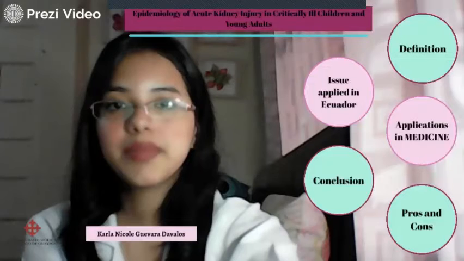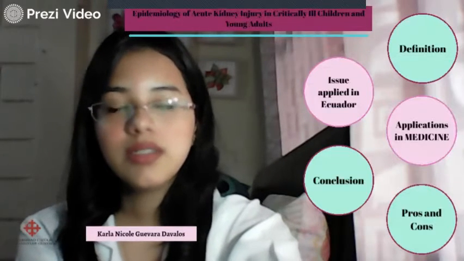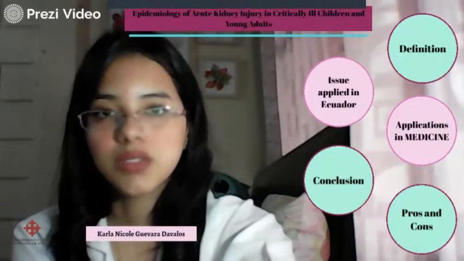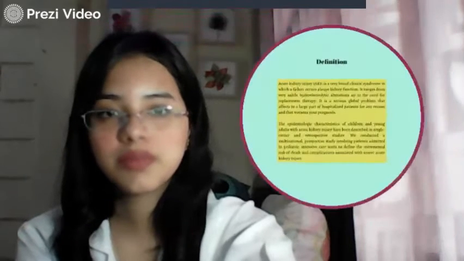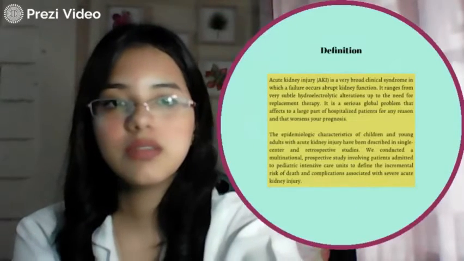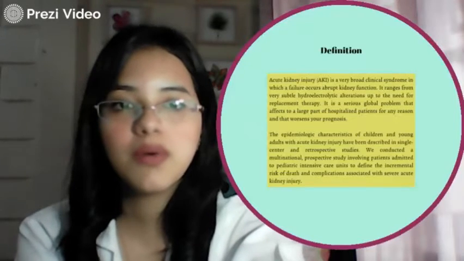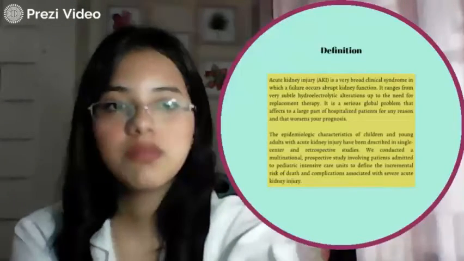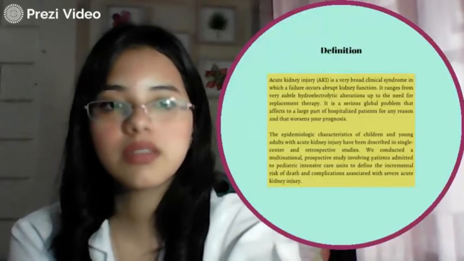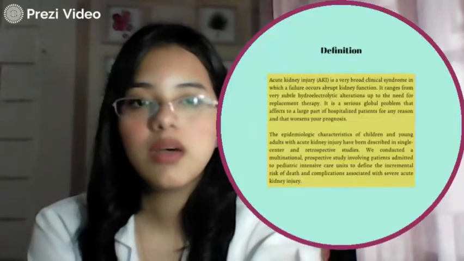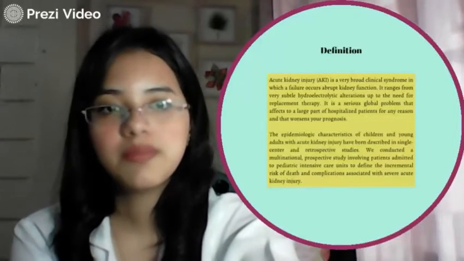My topic is Epidemiology of Acute Kidney Injury in Critically ill children and young adults. Definition: acute kidney injury is a very broad clinical syndrome in which a problem occurs in kidney function. It ranges from very mild electrolyte alteration to the need for replacement therapy.